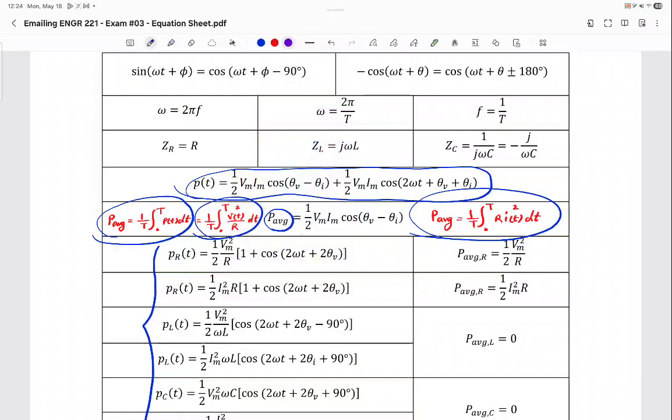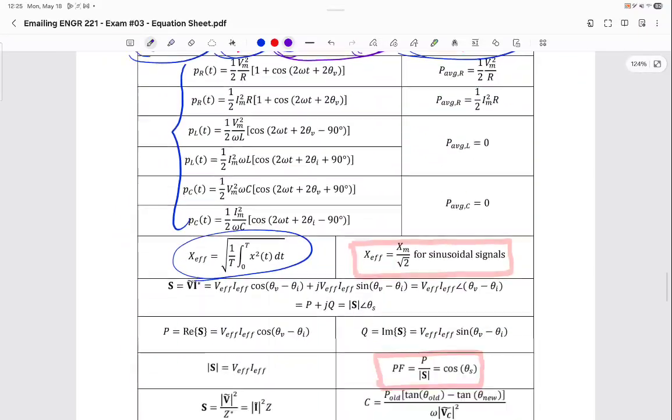So, I believe it's easier to use the original one, but you have to remember: if the voltage is given to you, how do you find current? It's divided by resistor, Ohm's law, okay? Then just multiply Vm and Im and cosine theta V minus theta. This purple one is easier, but I want you to have the red one as well.